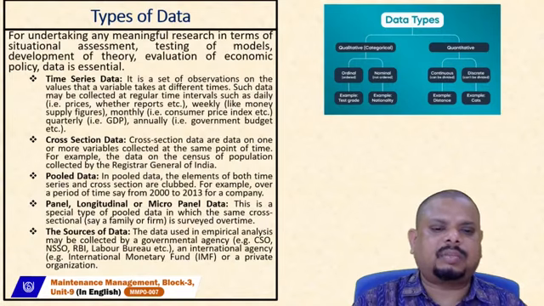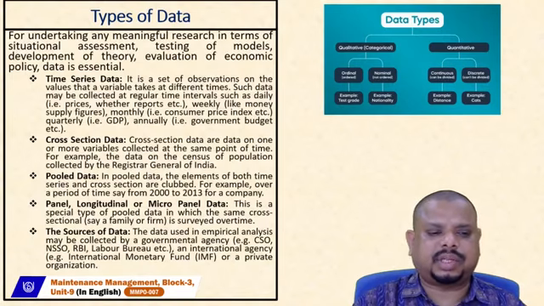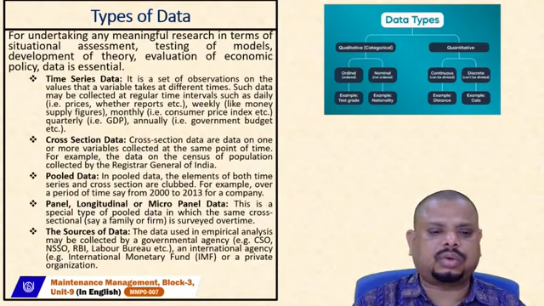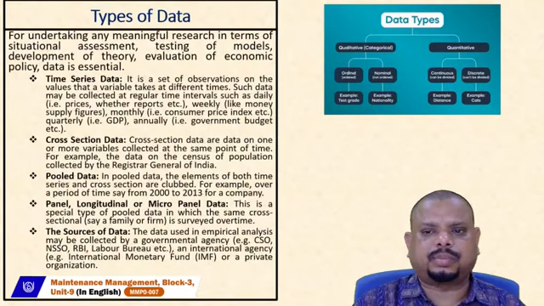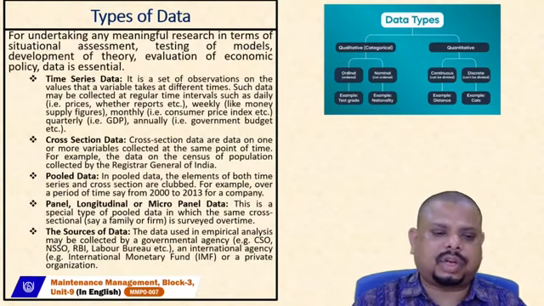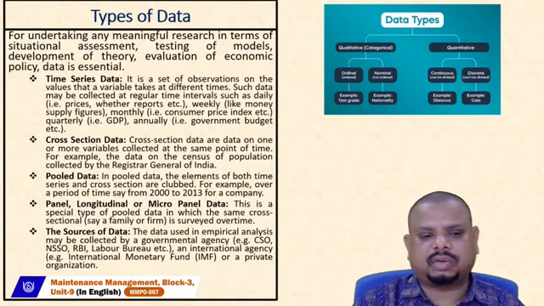The third type of classification of data is known as pooled data. In pooled data, elements of both time series and cross-sectional data are combined. For example, over a period of time, say from the year 2000 to 2030, for a specific company, the pool would range across those years, and the different elements and cross sections are basically combined.